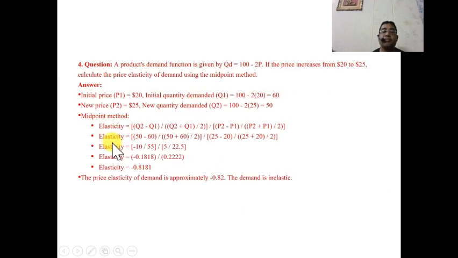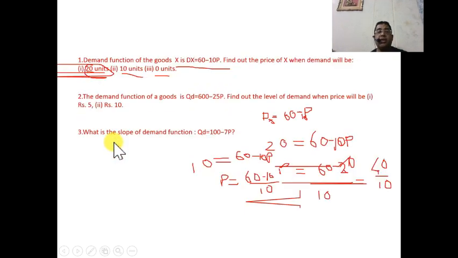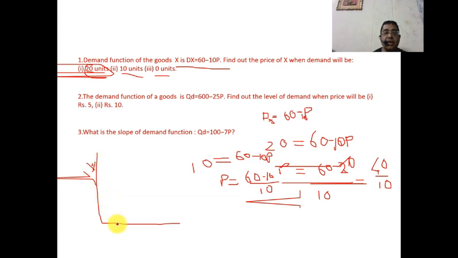Similarly, the last and third question is, what is the slope of the demand function? The slope of the demand function can be found by the method of differentiation. Actually, suppose this is the x-axis and this is the y-axis, and suppose this is the line.